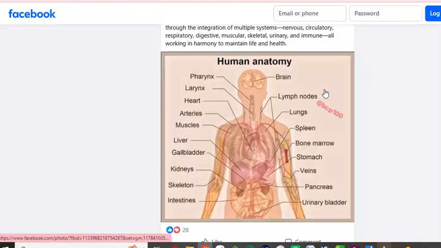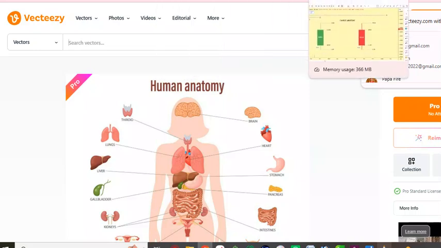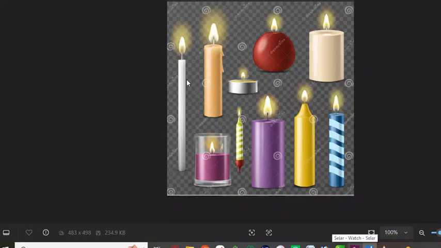Just the same way we have the human anatomy, where we have the brain, the head, the legs, the hands, like that, so also we have what is called the candle anatomy. This concept originated from the traditional candle, where we have the solid part, which is called the melting wax.